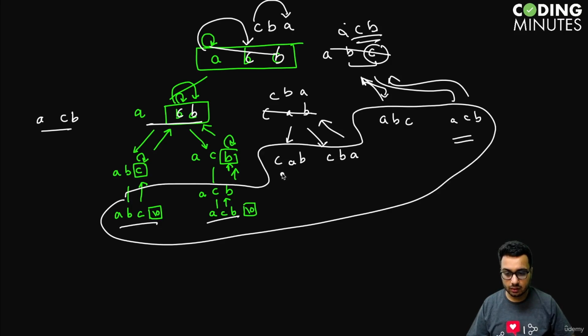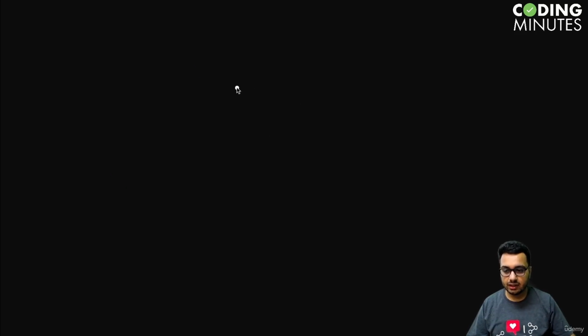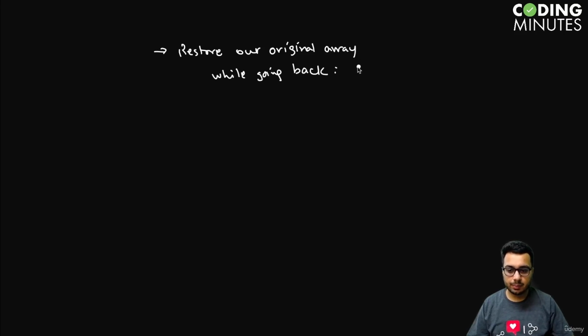These are not the correct outputs. We are getting these two outputs repeated. What we should do is, while going back, we should restore our original array. Restore our original array while going back, and this step is called backtracking.